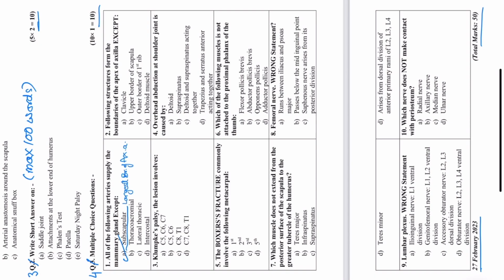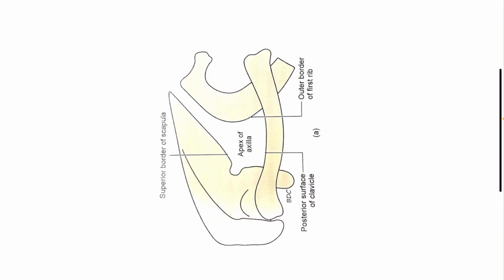Question number 2: the following structures form the boundaries of the apex of axilla except: clavicle, upper border of the scapula, outer border of the first rib, deltoid muscle. Here in this image you are seeing the apex of axilla and its boundaries.